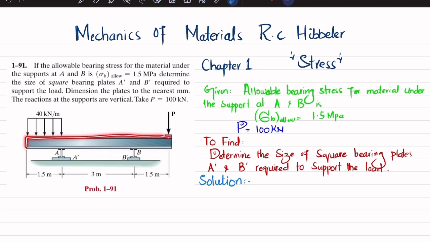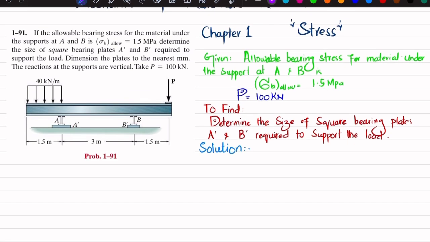So you can see this is the beam having support at A and B, and there is a uniformly distributed load of 40 kilonewton per meter over a length of 1.5 meter. And at this end we have P load, concentrated load, and this load is given as 100 kilonewton. So what you have to find is the size of this square bearing plate. Clear? So let's start with the solution. The first step is that if you remove this support at point A, you will be having a vertical reaction force.